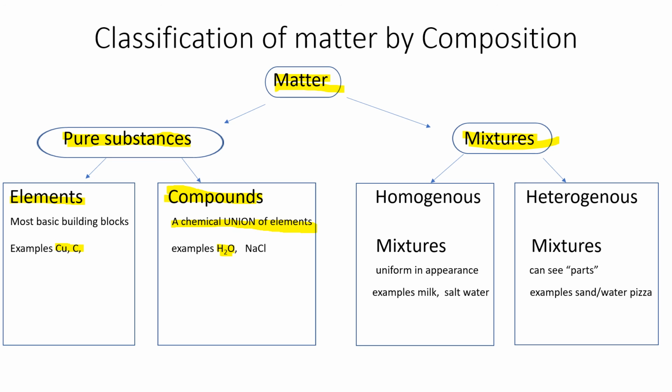This new union does not have any of the old properties of the original elements that were used in its creation. So you don't want to think about water as a mixture of hydrogen and oxygen, because it's definitely not. If you look at hydrogen, hydrogen is a colorless, odorless, explosive gas that's very flammable as well. When you think about hydrogen, think about the Hindenburg, the blimp that had that catastrophe in New Jersey.